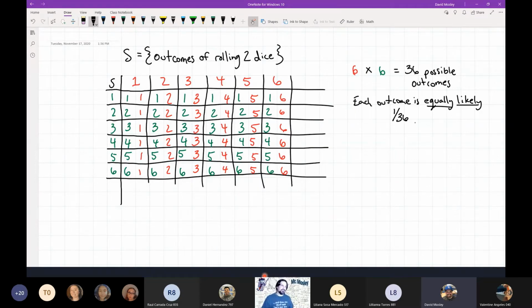So for example, let's say I wanted to know what are the chances of the sum of my 2 dice being less than 5. I want the probability, or chances, the sum of the 2 dice is less than 5.